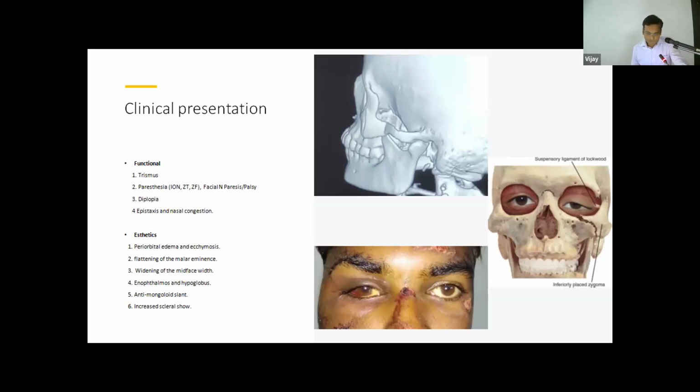As for aesthetic deformities, these patients present with periorbital edema and ecchymosis, depression or flattening of the malar eminence, widening of the midface, enophthalmos and hypoglobus, antimongoloid slant, and increased scleral show. As we can see here in this image, the lateral canthal tendon is attached to Whitnall's tubercle, and any fracture above this attachment and inferior displacement of the zygomatic bone will result in antimongoloid slant and increased scleral show.